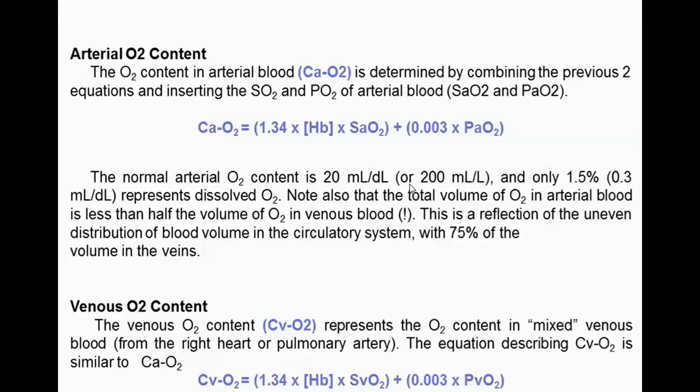The venous oxygen content. Here there is a question. Is the total volume of oxygen in the arterial blood more than the venous blood or less? Yes, the absolute number. More than venous or less? No, it's less. Why? The oxygen saturation in the arterial is higher than the venous.